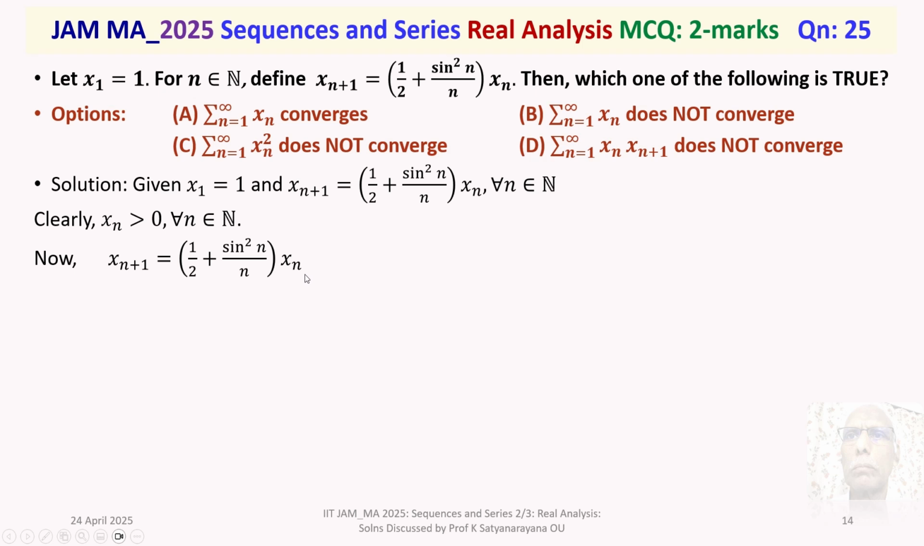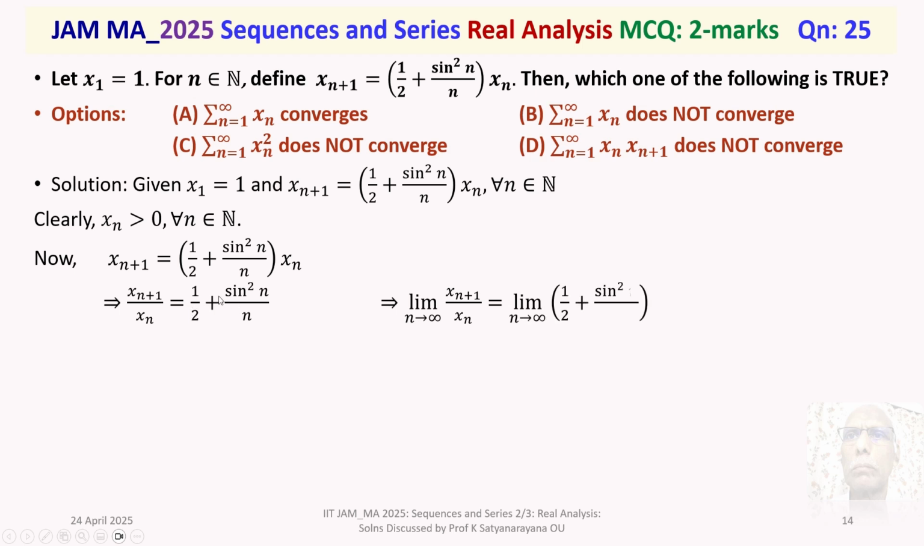For that, why not we try, since the terms of the series are positive, D'Alembert's ratio test. x(n+1)/xn is equal to 1/2 + sin²n / n. Take the limit as n tends to infinity of x(n+1)/xn, which is the limit of (1/2 + sin²n / n). That will be equal to 1/2 plus the limit of sin²n / n, and that is equal to 1/2 + 0.